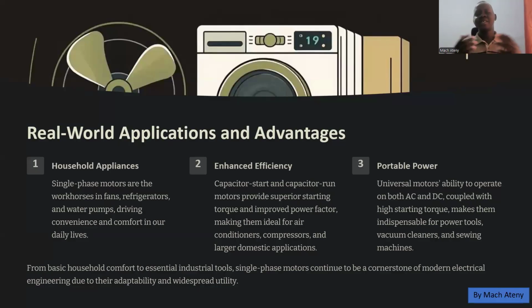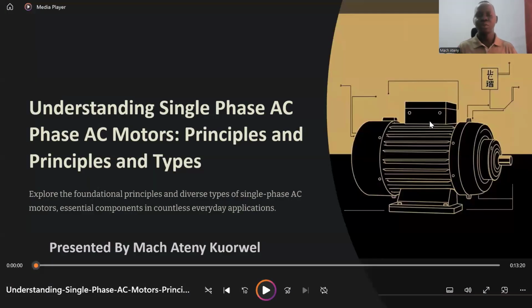Capacitor start and capacitor run motors provide superior starting torque and improve power factor, making them ideal for air conditioner compressors and large domestic applications. We're having portable power. The universal motor's ability to operate on both AC and DC, coupled with high starting torque, makes them indispensable for power tools.